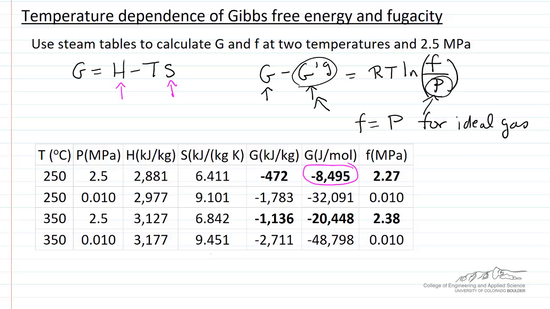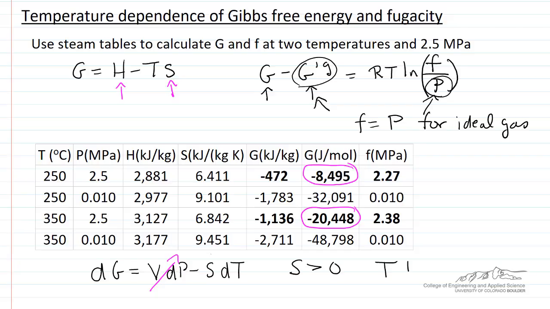This is at 250 C, this is 350 degrees C, and what we see is that the Gibbs free energy decreases, and this is what we expect. We can relate the Gibbs free energy to other state variables as such, and then at constant pressure, this term is gone, and since S is greater than 0, as the temperature increases, the Gibbs free energy decreases. Indeed, that's what we observe.